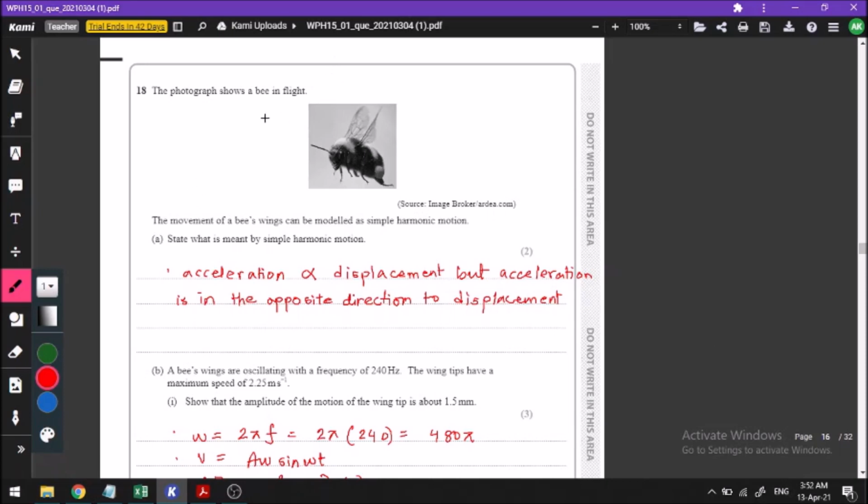The photograph shows a bee in flight. The movement of a bee's wings can be modeled as simple harmonic motion. State what is meant by simple harmonic motion. We know that simple harmonic motion is a motion where the acceleration is directly proportional to the displacement, but the acceleration is in the opposite direction to the displacement.